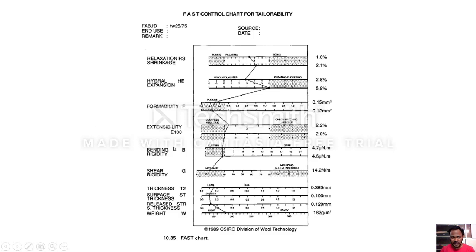Next is the shear rigidity. Shear rigidity, you can see the graph is connecting, the dot is shown here. So this dot shows that the shear rigidity value is lower. So this creates problems when you do the laying up. When you do the automatic laying up and convert that into garment by stitching, then it will create laying up problems. And here you can see thickness value is also lower.